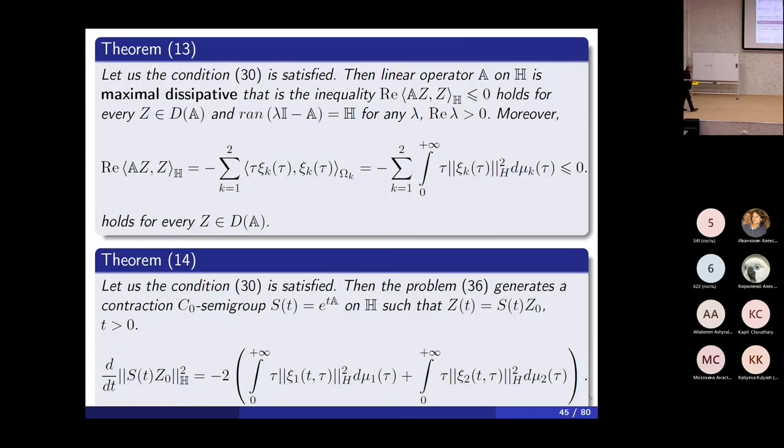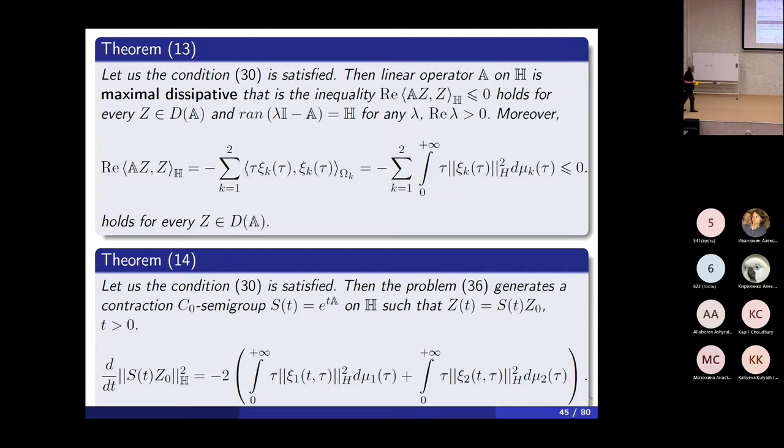And now the results about the semigroup, at last. First of all, operator A is a well-defined operator, it's a maximal dissipative operator. Moreover, the following estimate is true. As a corollary of Theorem 13, we get Theorem 14. It's the decay of energy of the system.